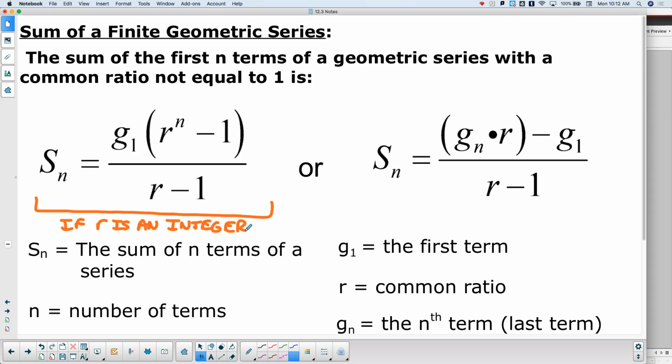Okay? Because if you look at the formula, you're taking R to a power. So if R is an integer, like 2, well, I can take 2 to any power and I can figure out what that is. Okay, that's going to be nice. But if I'm taking a fraction to a power, that's not so nice. So I would stick to the left one if R is an integer, and I would stick to the right one if R is a fraction. But again, that is just my own personal preference. Both will end up getting you to the exact same answer.